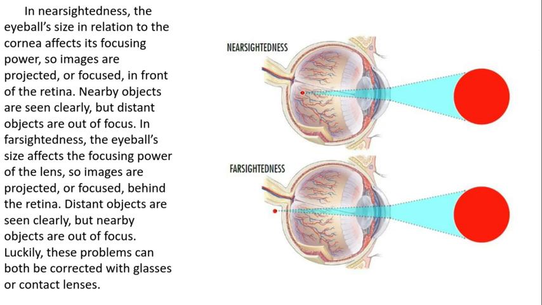In nearsightedness, the eyeball size in relation to the cornea affects its focusing power, so images are projected or focused in front of the retina. Nearby objects are seen clearly, but distant objects are out of focus.